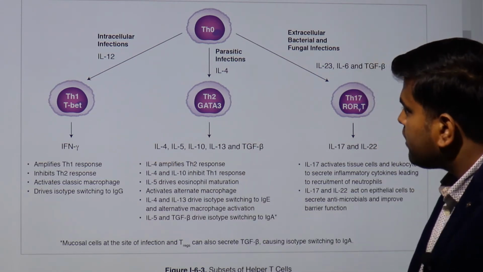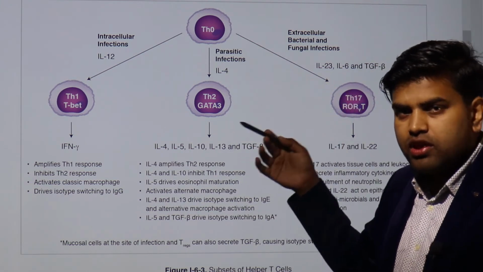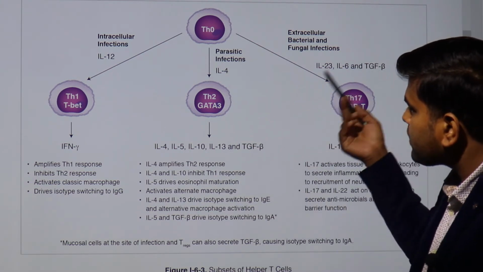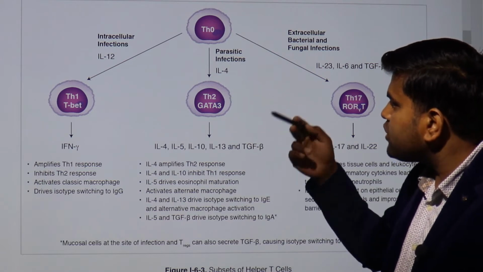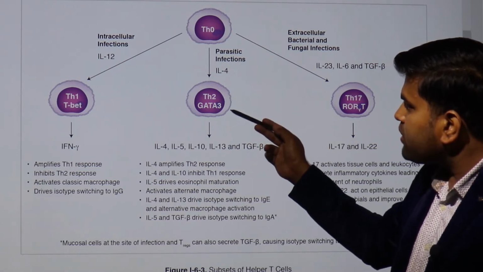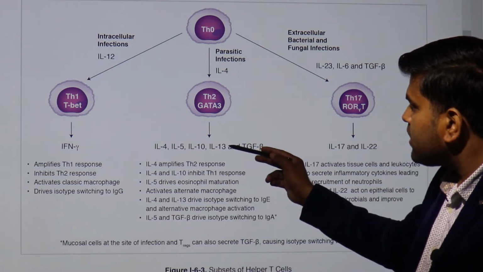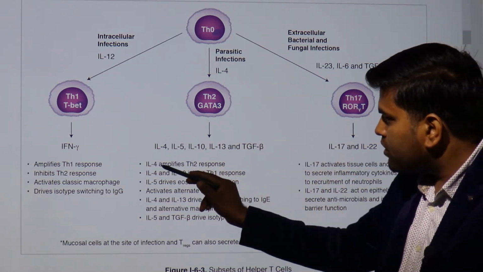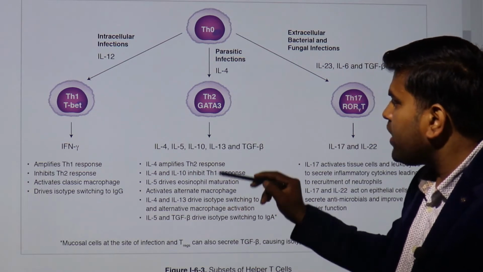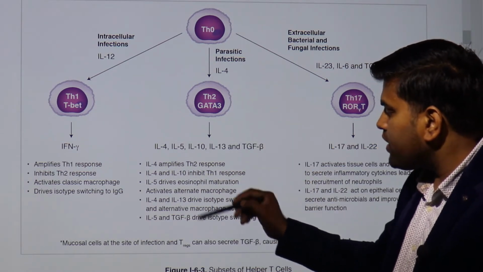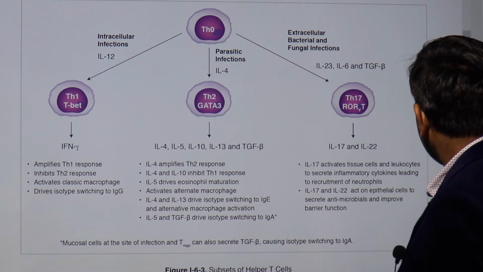If it is due to extracellular infection, that is parasitic infection or bacterial infection, then it activates the Th2 arm. This Th2 arm releases interleukin 4, 5, 10, 13 and TGF beta. Interleukin 4 amplifies the Th2 response. Interleukin 4 and 10 will inhibit the Th1 response.